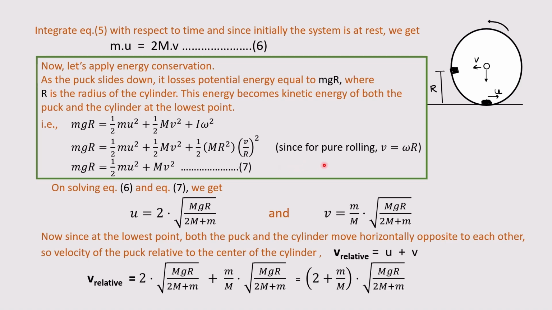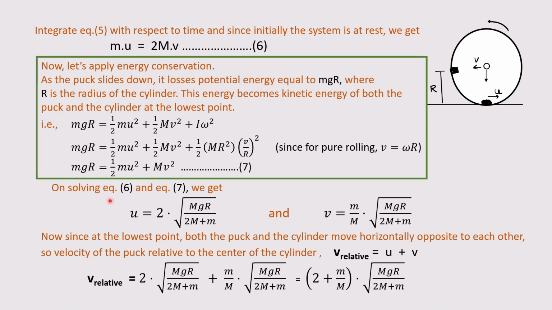As we know that for the pure rolling condition v is equal to omega r, so we can substitute the value of omega as v by r here. Hence we get the mass of the puck into g into r is equal to half into mass of the puck into u square plus mass of the cylinder into v square. This is our equation 7.